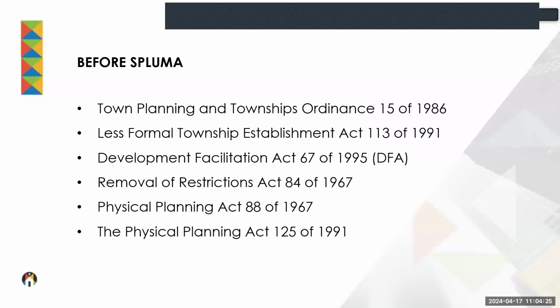Okay, so let's look before SPLUMA. Before SPLUMA, and in many cases it's still applicable, depending on when applications were lodged, etc. We had the Town Planning and Townships Ordinance 15 of 1986, and there were even previous ones prior to that. I think it was only the metros that could handle town planning issues directly. If it was a smaller town, it went to the Townships Board of the province to make certain decisions.